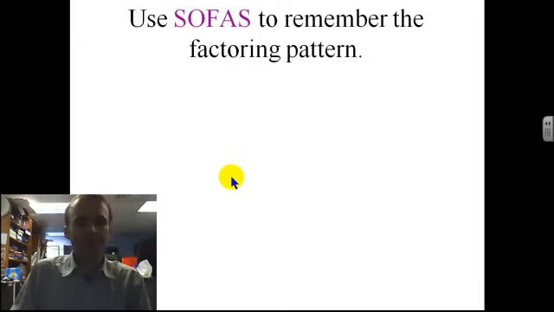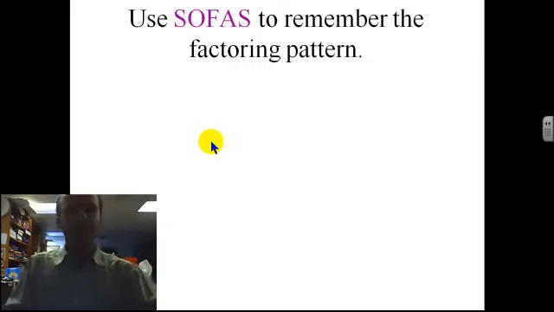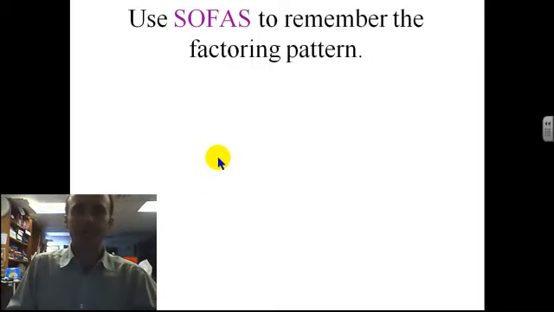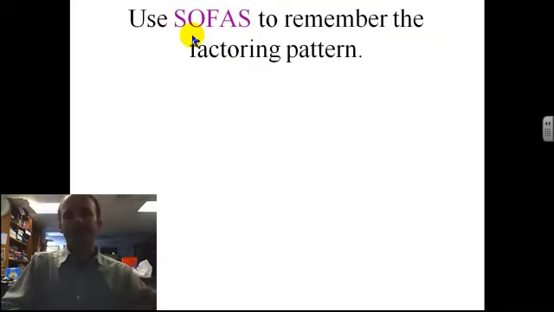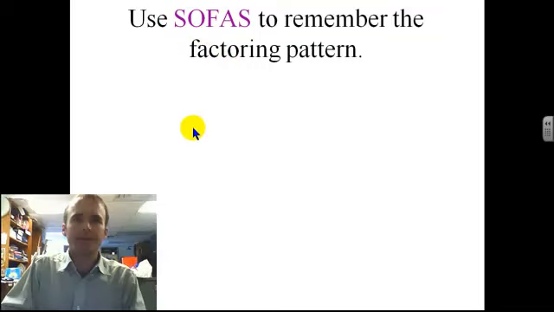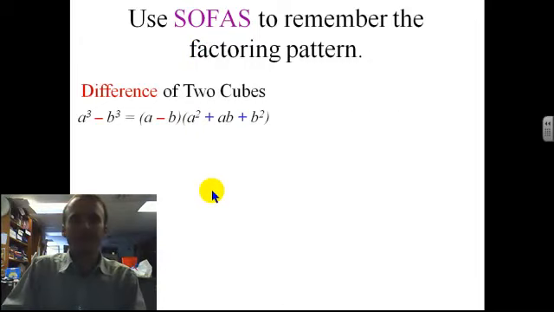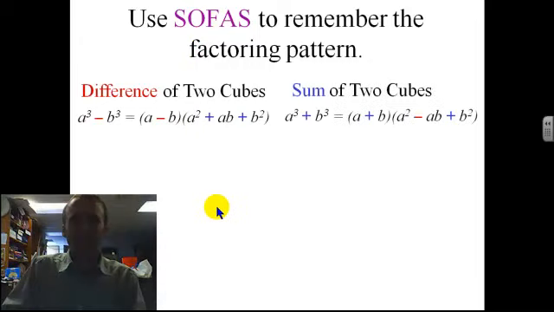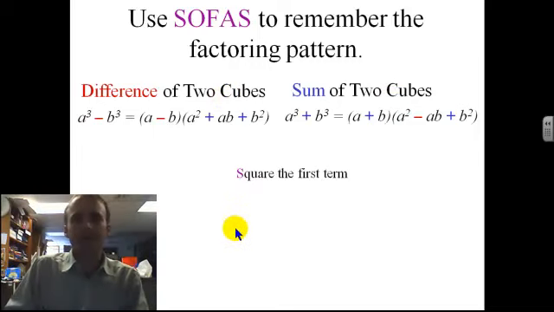Okay, now remember our objective is to factor these. It's an important objective so that we can solve sum and differences of cubes. So we're going to use SOFAs to remember the factoring pattern. SOFAs is an acronym. So let's look at what it stands for. Okay, so we have the difference of two cubes and the sum of two cubes. Both use SOFAs. So what the S stands for is square the first term.